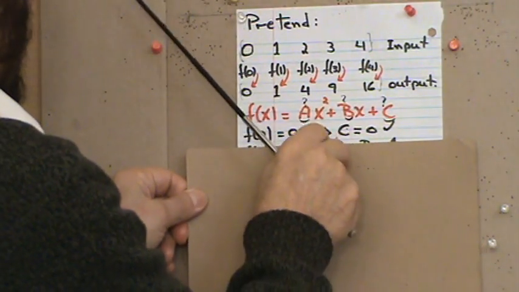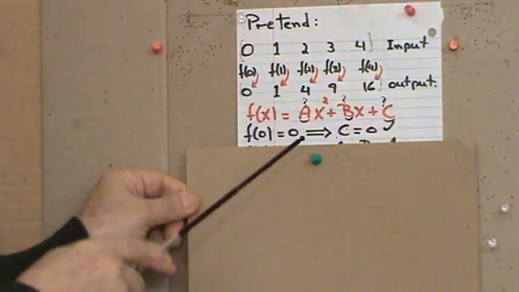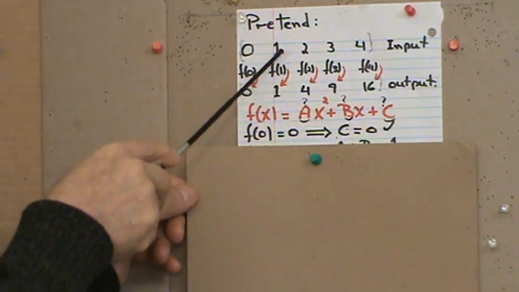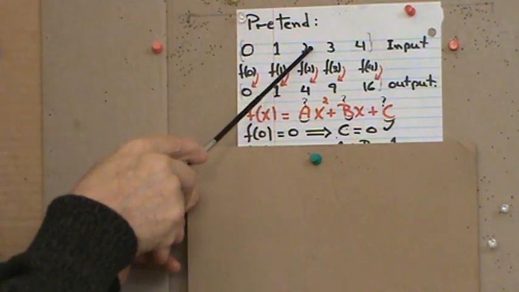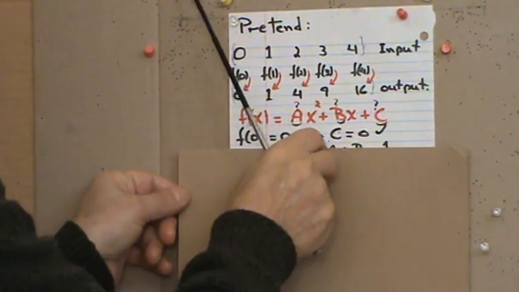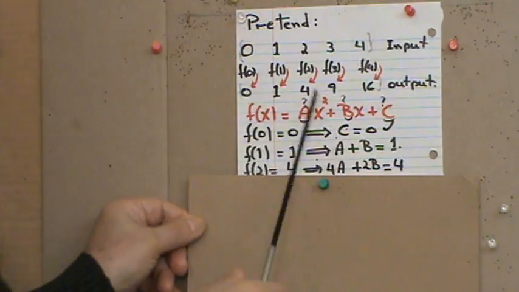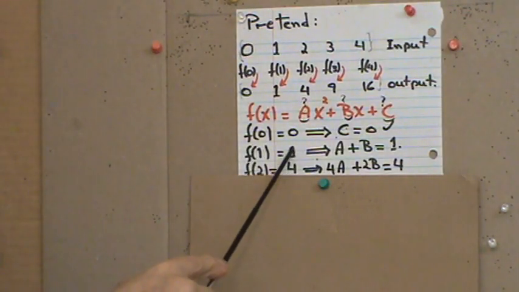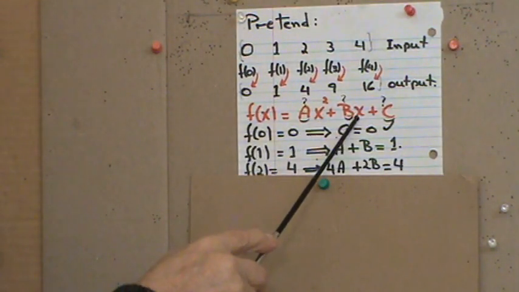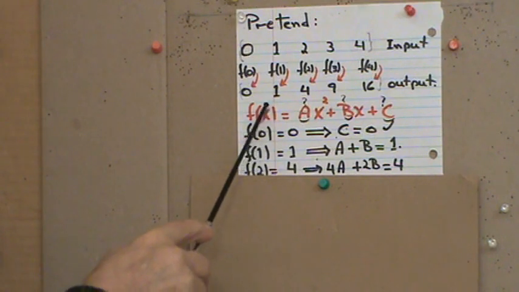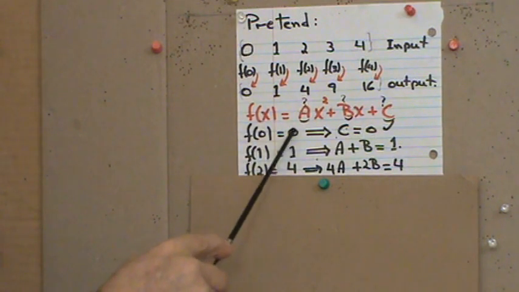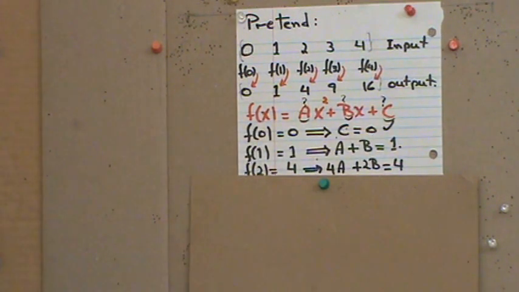So I know that f of 0 is 0 from this data. I know f of 1 is 1. I know f of 2 is 4. So I'm going to plug these in and come up with this. I give him 0, he gives me 0, is that right? So x is 0, equal to 0. So f of 0, which is 0, implies c will be 0.